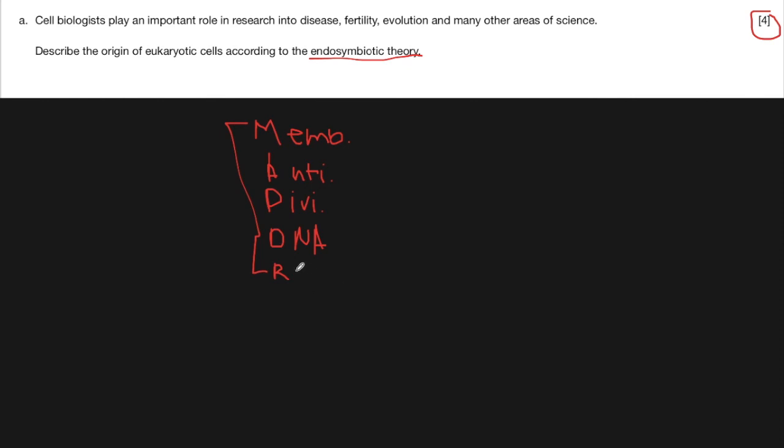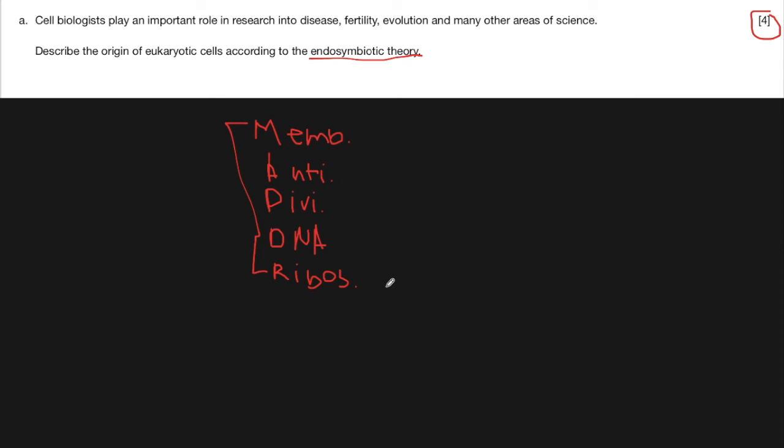And for the last one, what you could talk about is ribosomes. With this one, you could talk about how ribosomes contribute to the process within eukaryotic cells and how this has led to the development of eukaryotic cells and living organisms in general. And that would give you that 1 mark.